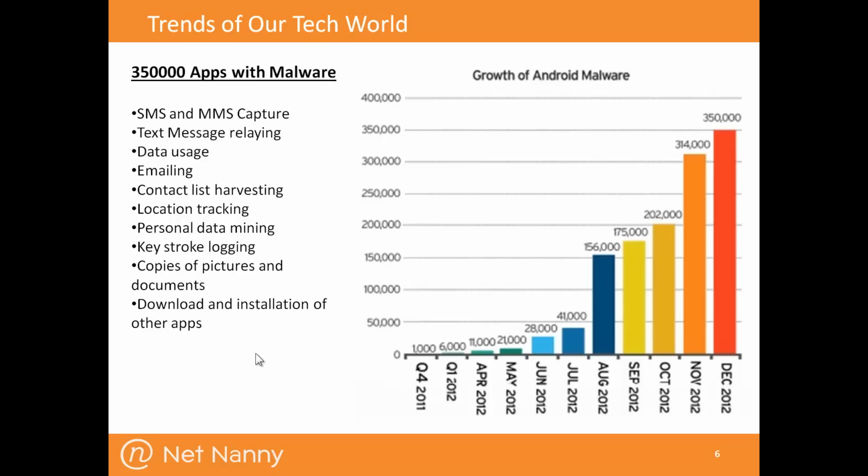Another real common one, data usage. Using your internet connection, whether it be Wi-Fi, 3G, 4G, they can use these without your knowledge. Emails. A malicious app could also potentially use your email client to send out email.